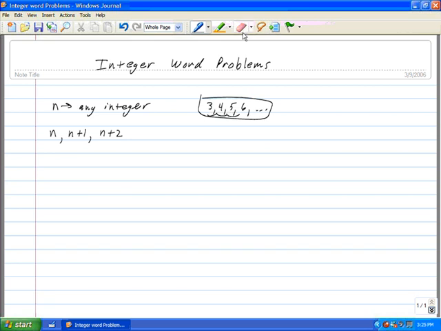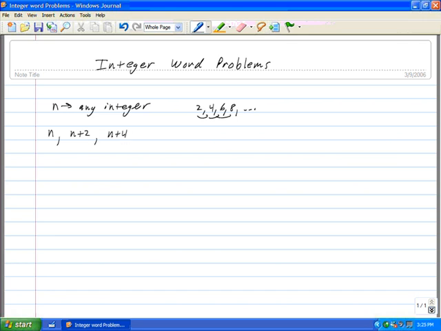Now you will at times be asked to represent not consecutive integers, but consecutive evens. By consecutive even, they mean values like 2, 4, 6, 8, and so on. Again, letting n be the first one. Note that these integers are 2 apart, so n plus 2 would be the one after that, n plus 4 would be after that, and etc.